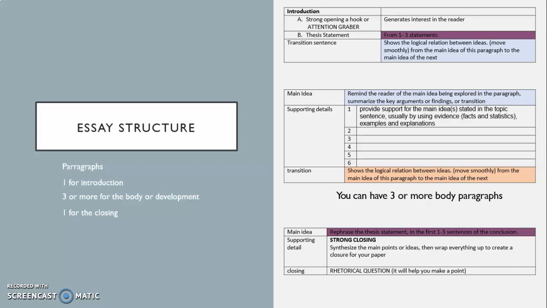This is kind of the outline of an essay. This is what your essay will look like. For example, for the first paragraph, the introduction, the next 3 paragraphs, which are the body, and the last paragraph, it's our closing. Now, what you should include in each one of these?